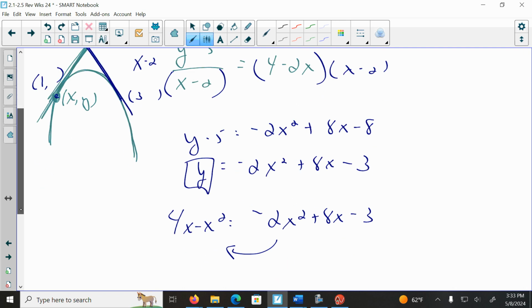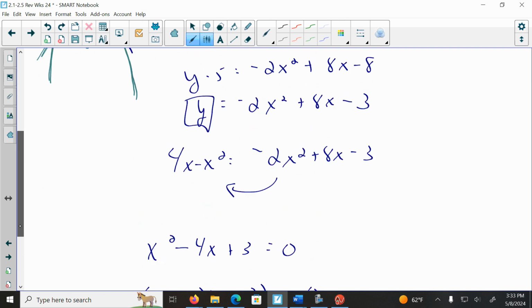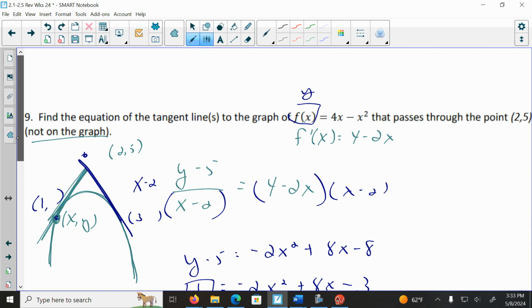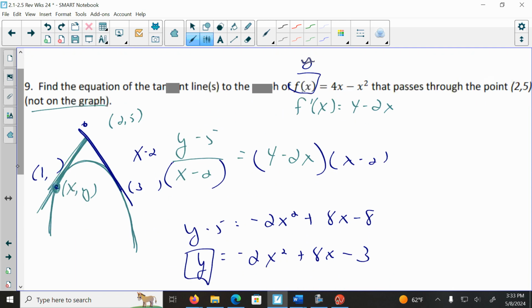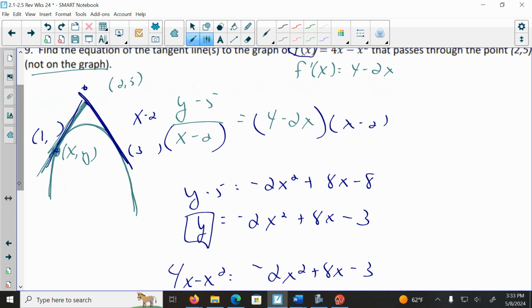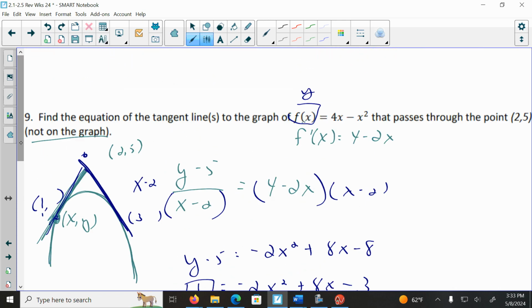So it just wants the equation of the tangent line. So I have to find the slope of the tangent line. So it should make sense to you that this slope is going to be different than this slope. So I'm going to find the slope at 1. To find that slope at 1, I'm going to put 1 in here. So I'm going to find the derivative at 1. This is going to be 4 minus 2 times 1. So that slope is going to be 2.